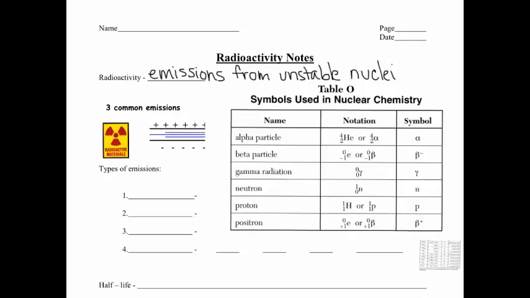The other types of particles you'll see here are an alpha particle. We talked about alpha particles earlier in the year, but we didn't really say what they were.